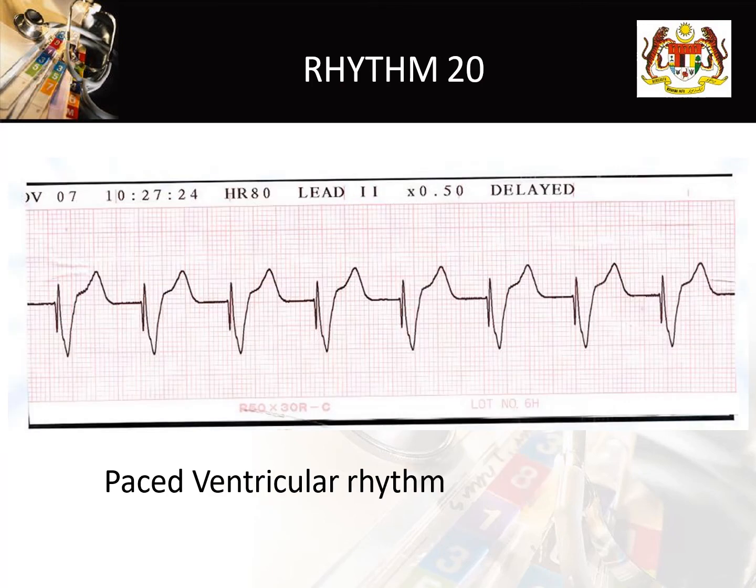Okay, the next rhythm is paced ventricular rhythm. In paced ventricular rhythm, you can see the pacer mark followed by the QRS complex. Pacer mark and then followed by QRS complex. You can see this type of rhythm in patients with a pacemaker, or after you put the patient on pacing.